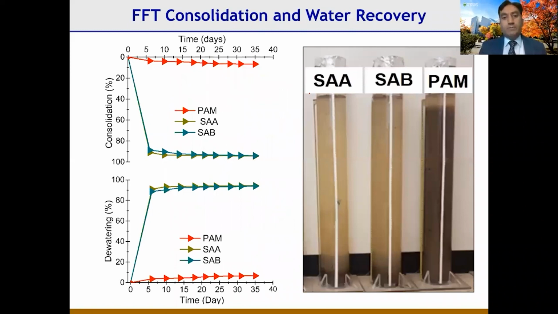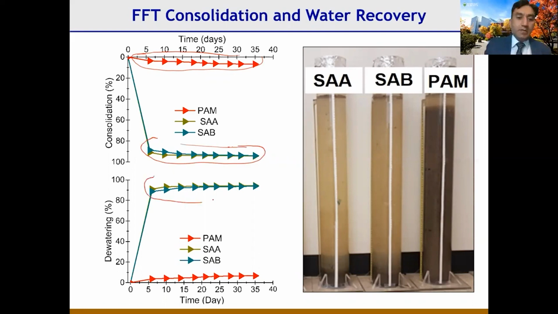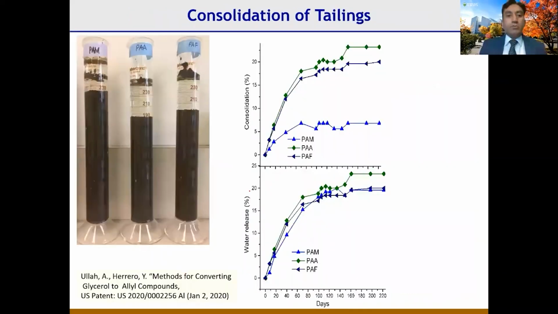Those columns were 250 mL. This is a 10-liter column using selected sorbents. You can see here, this is PAM, where consolidation is much lower compared to these optimized sorbents, which can give much better, faster consolidation as well as water recovery compared to PAM. We also used those polymers which we produced from glycerine. So here, these are the polymers which were produced from glycerine for consolidation compared to PAM. You can see much better consolidation when we use polymers from glycerine as well as water recovery.